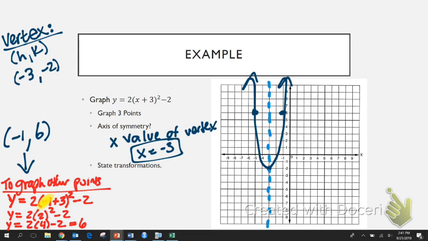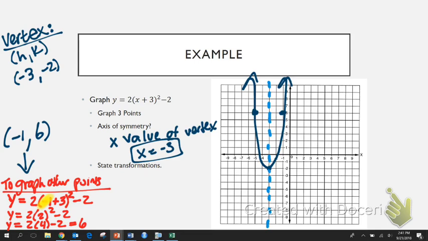So I still need to identify the vertex, just like absolute value. Then I need to pick an x value and plug it in to find the y value that goes with it. Then once I get that point, I just need to travel along the axis of symmetry, basically fold the graph over, and I'll find my other point.